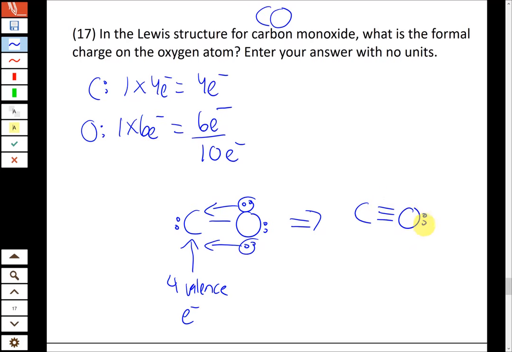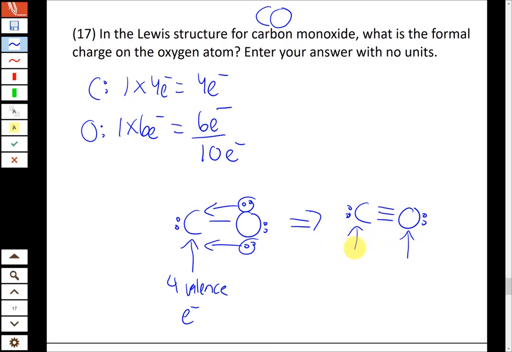It's not very common to have a triple bond to oxygen. It's also not very common to have a lone pair on carbon, but we have to do that here to satisfy the octet rule. There's no way to avoid that. So now the question is, what's the formal charge on oxygen? If we calculate formal charge, we'll do it for each atom in the structure, although we only need to do it for oxygen in reality.